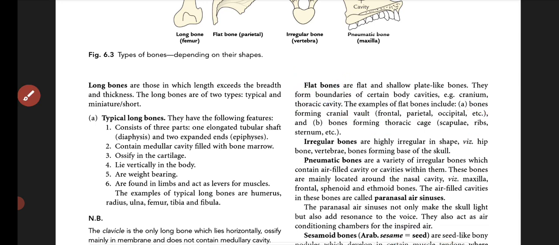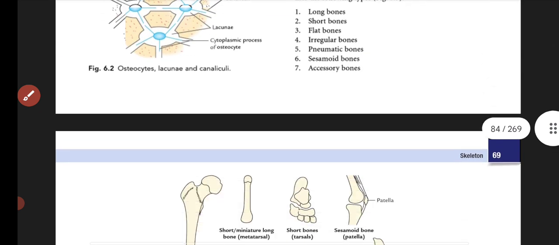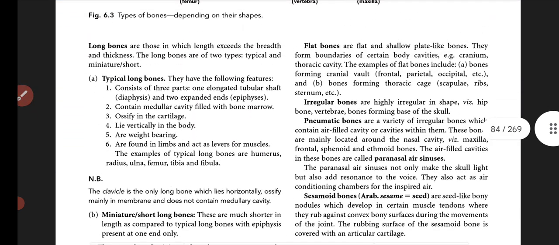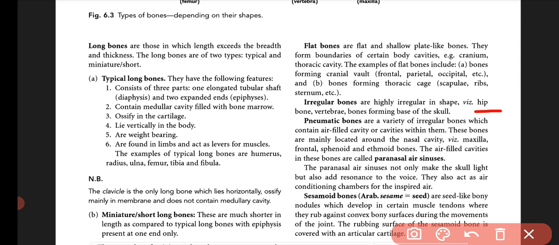Number four is the irregular bones. Irregular bones are highly irregular in shape, such as the hip bone and vertebral bones. They do not have a specified shape. Such as the hip bone, vertebral bones, and the bones at the base of the skull.